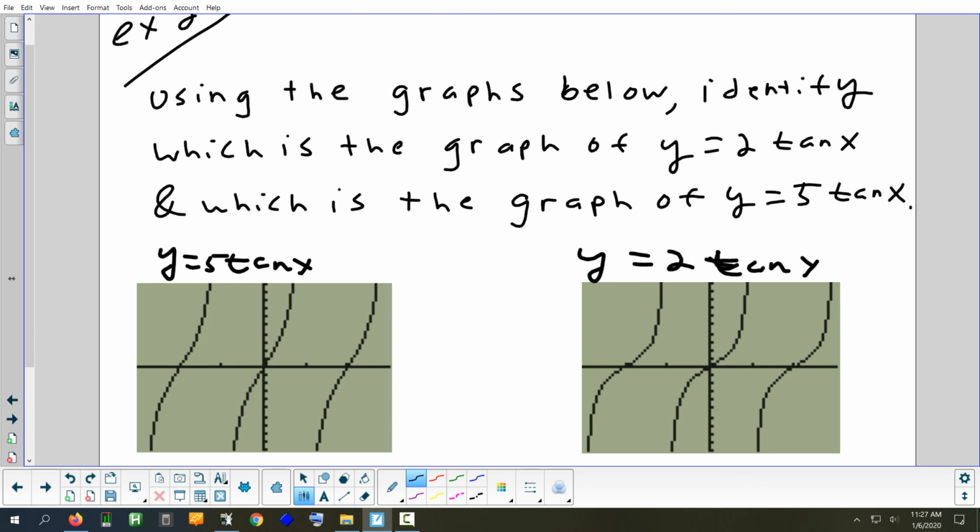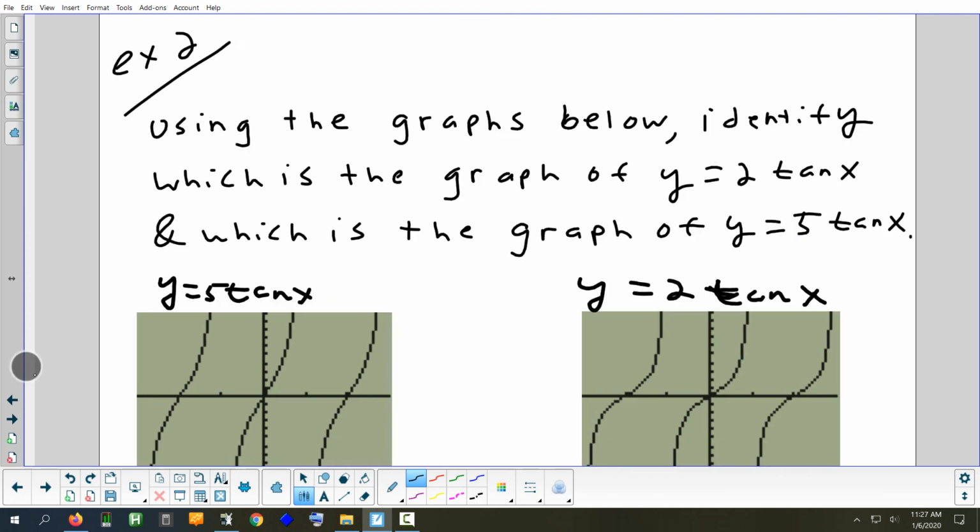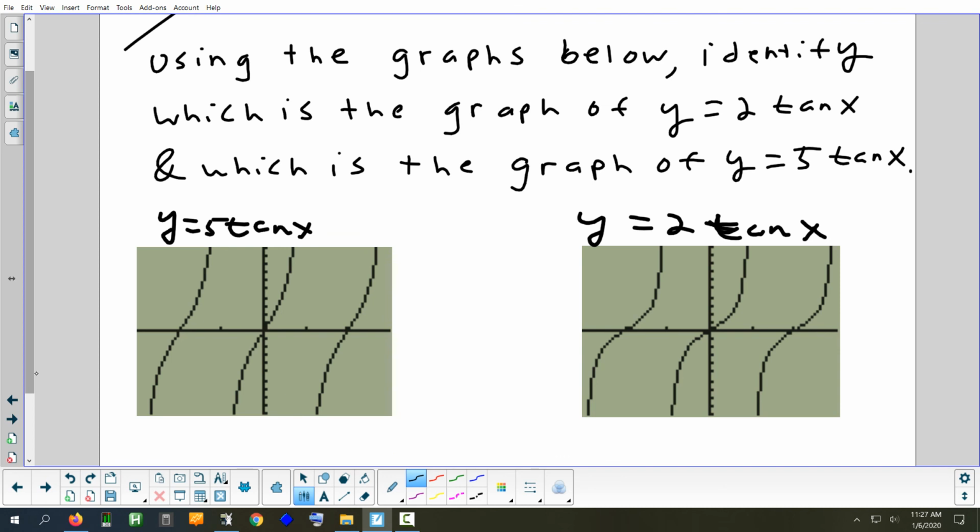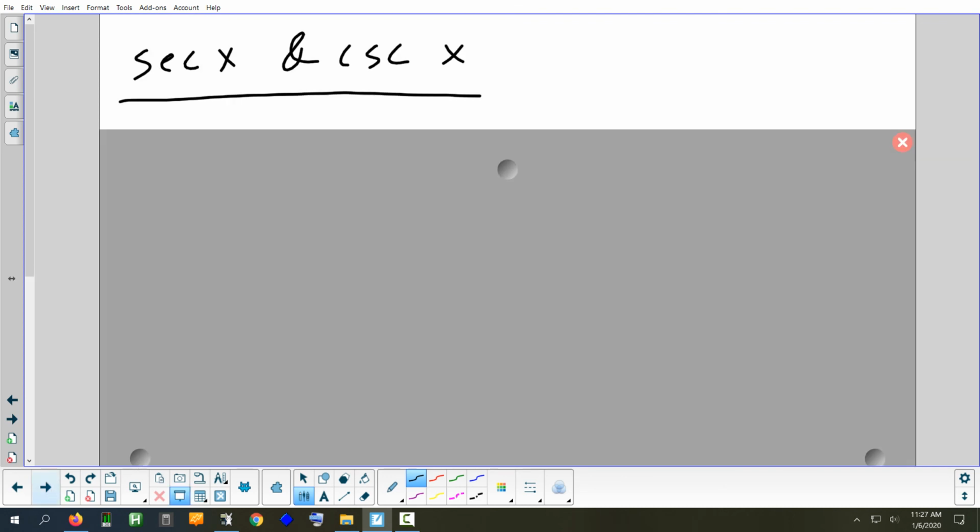So you'll have a problem similar to that on a test where I'll ask you to match something up. Now, I could throw a cotangent in there too. One thing about cotangent that gives it away is it curves the other way. Cotangent looks like this. So you can easily tell the difference between a tangent and a cotangent. Any questions on that? Okay.